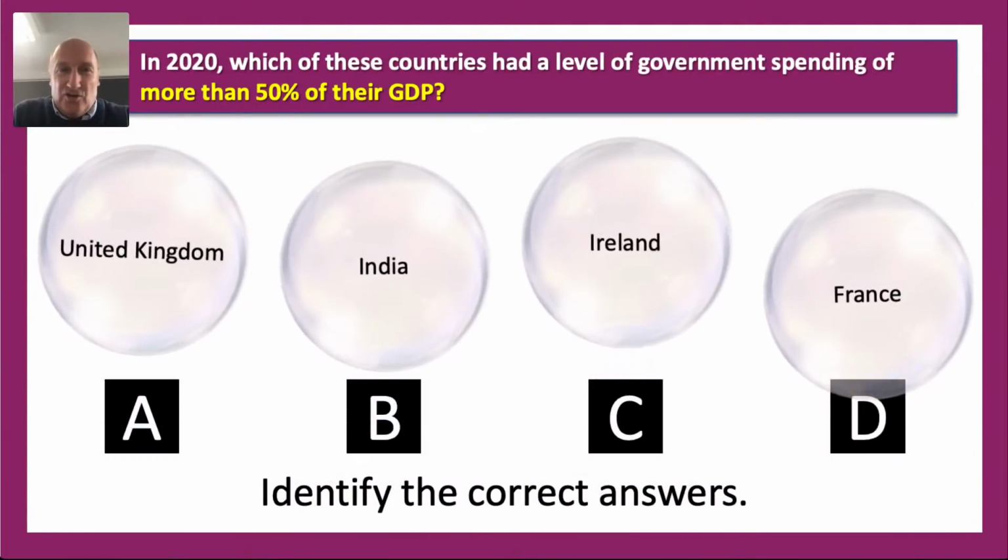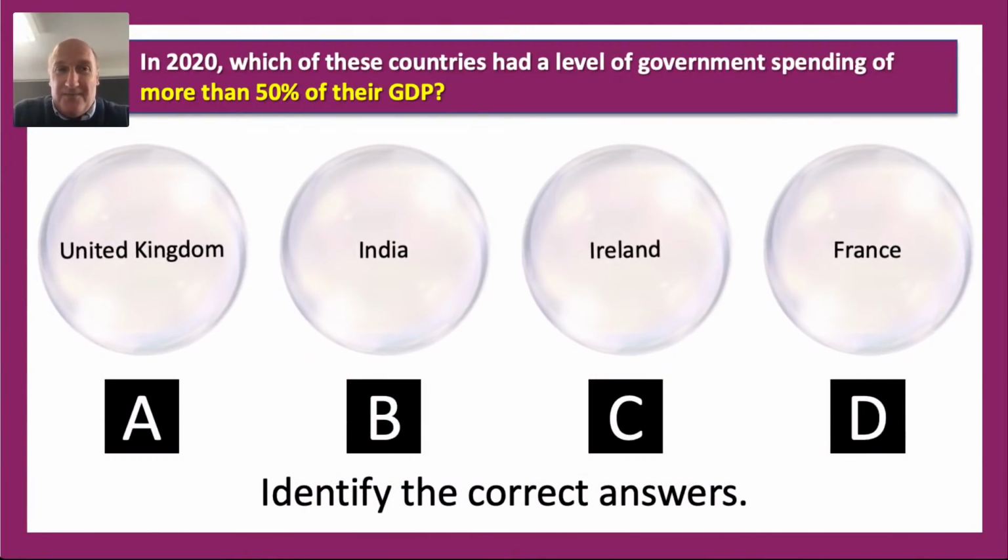Here's our second question. In 2020, which of these countries had a level of government spending, total public sector spending, if you like, of more than half their GDP? So I'm looking here for some examples of countries where government spending is pretty high as a share of GDP. What do we reckon? Olivia thinks B and D. Khalik thinks A and D. Interesting. Ben Smith's just gone for A. Dominic Rose thinks B and C. And Fatima thinks A and B.